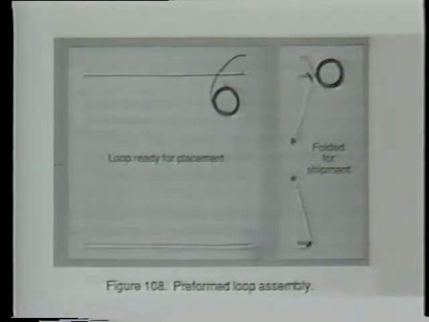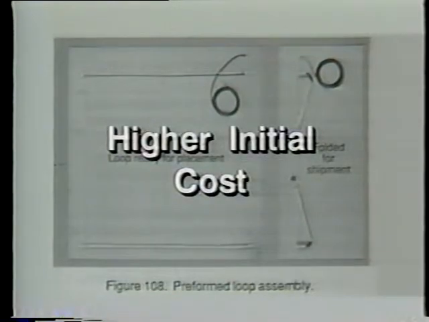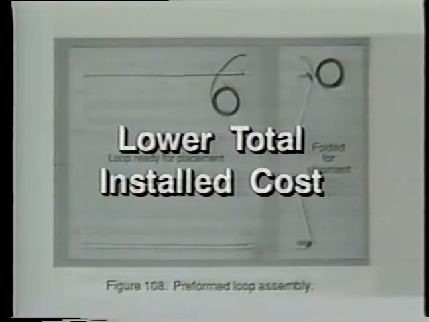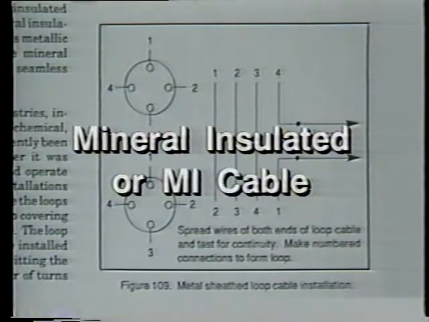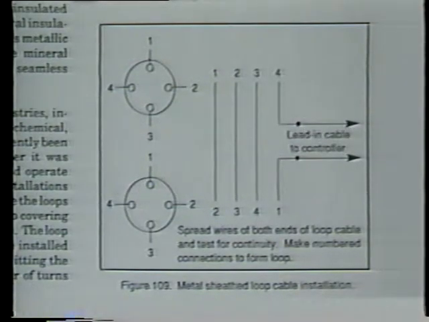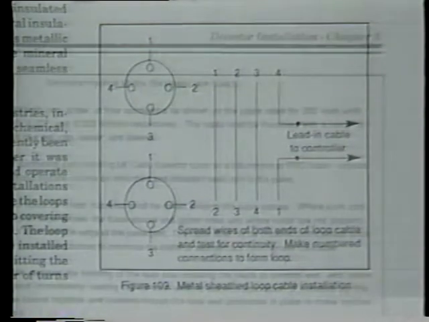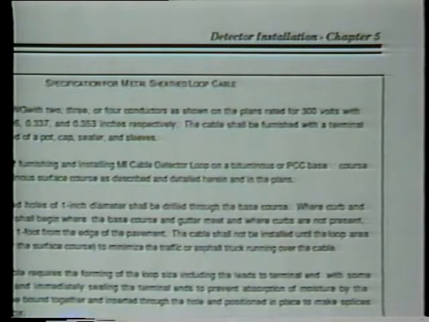Several detector manufacturers offer a preformed loop assembly that can be placed in existing pavement slots or installed in other ways during the construction of new roads. Although the initial cost of the preformed wire is higher, the total installed cost is often lower than that of standard loops. A metal sheathed loop, known as mineral insulated or MI cable, is particularly good for hazardous locations or difficult environments. This factory-assembled loop has several advantages, including an excellent shielding system.